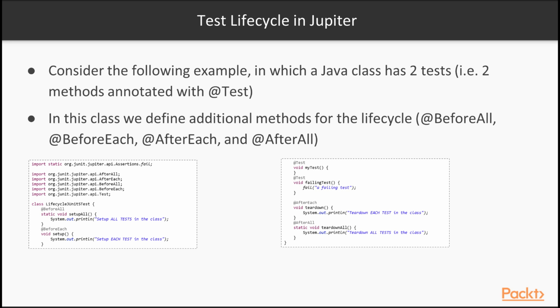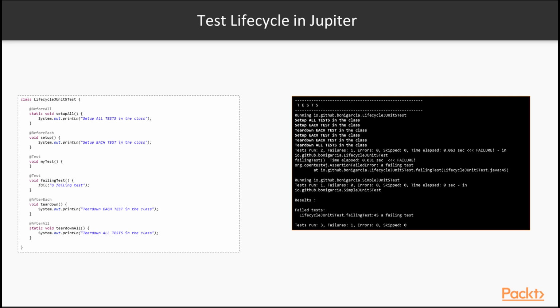Let's see a simple example which uses all these annotations in a single Java class. This example defines two tests, that is, two methods annotated with @Test. Then we define additional methods for the rest of the test lifecycle with the annotations @BeforeAll, @BeforeEach, @AfterEach and @AfterAll. If we run this test class, first the @BeforeAll will be executed.